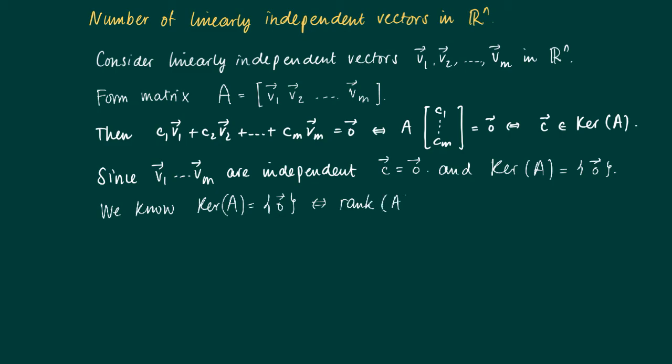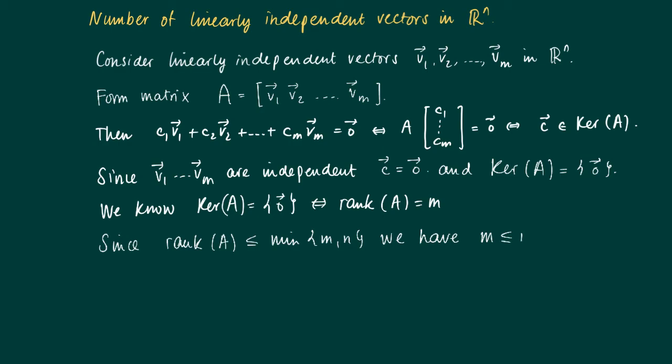So this means that the rank of A, the number of pivots in the reduced row echelon form, equals m. Also, we know that the number of pivots for a given matrix is of course smaller or equal than the minimum of the number of rows and the number of columns. So we have that the rank, which equals m, is smaller or equal than n.